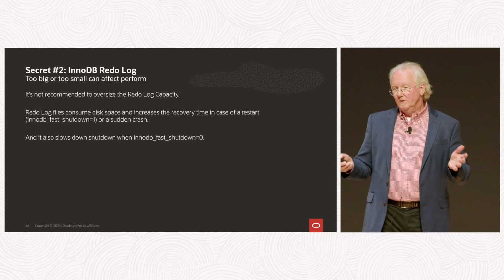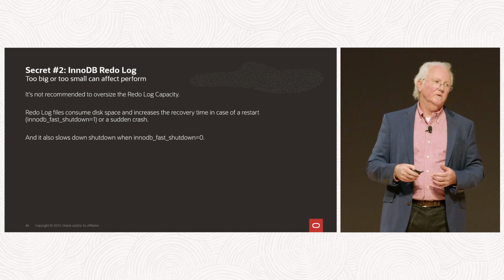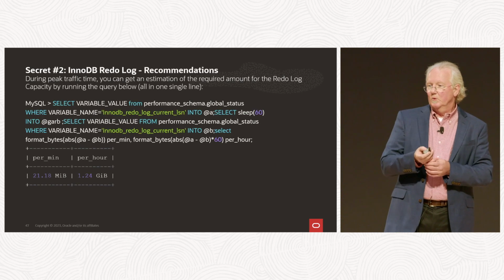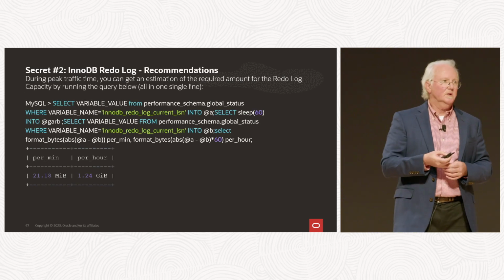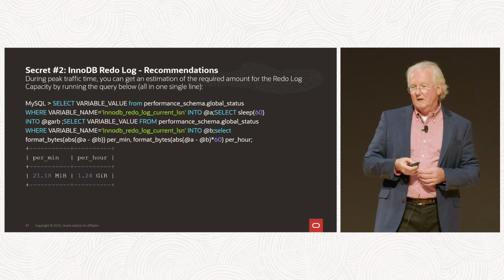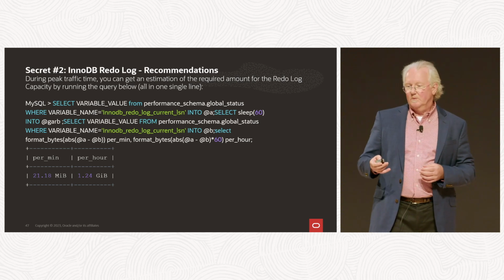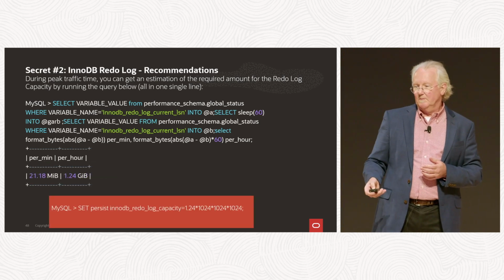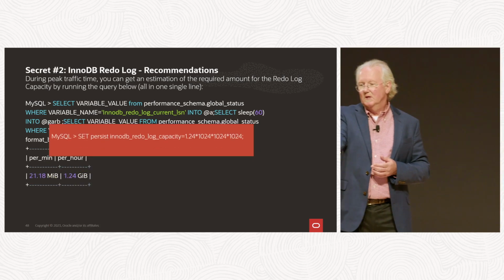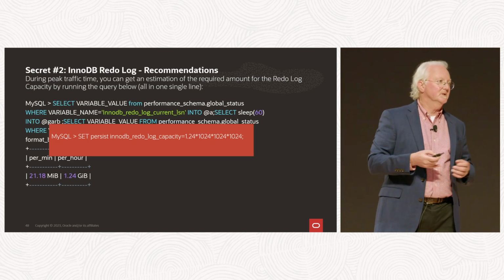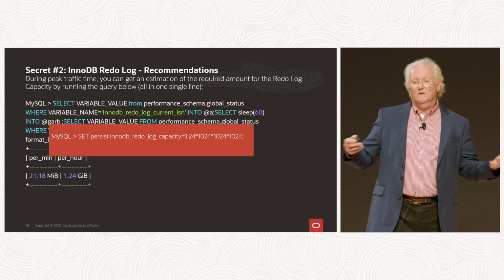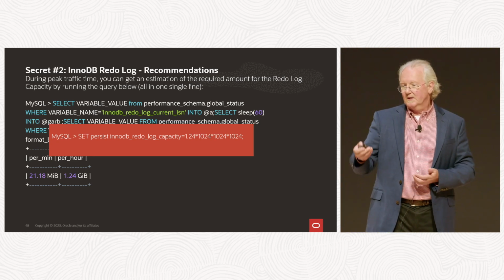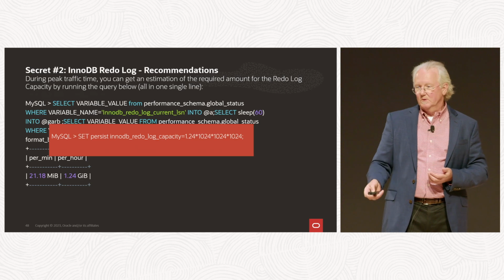So redo log, some people, we often just set it up way too big. And so the recommendation, I think, is that you look at how much you're using on an hourly or per minute basis, and really you want to be able to cover about an hour. And so we have 1.24 gigabytes there, and we're going to change our redo log capacity to that. So that's sort of a good rule, heuristic to use in setting your redo log size, and that's how you can check your database to do it.